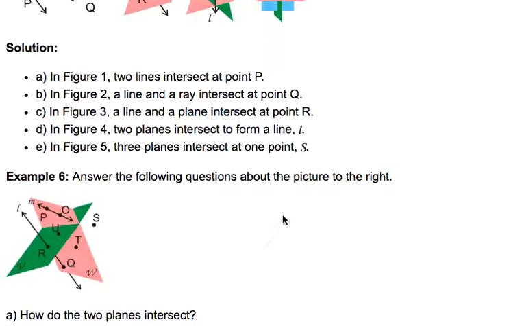Okay, how did the 2 planes intersect? Well, we've got a pink plane and we've got a green plane. Just like we learned above, there's going to be a line where they cross. And that line is right about here if you can see my cursor. Okay, it's not labeled, but it would be right here.